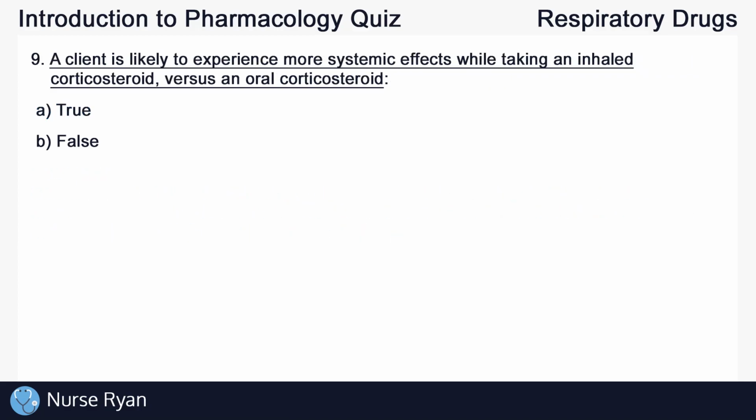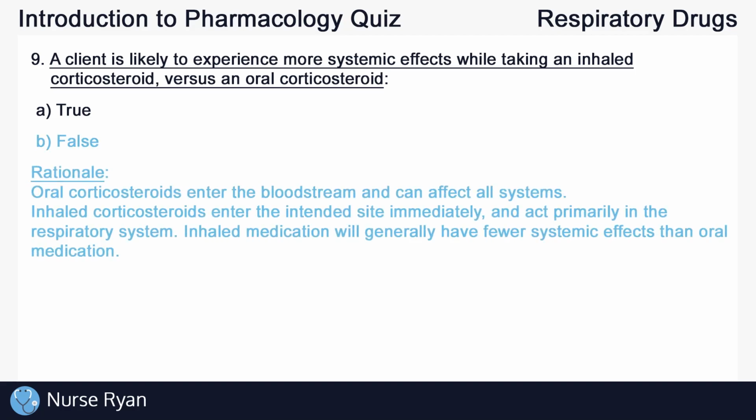Question number 9. A client is likely to experience more systemic effects while taking an inhaled corticosteroid versus an oral corticosteroid. And this is B, false. Oral corticosteroids enter the bloodstream and can affect all systems more easily. Inhaled corticosteroids enter the intended site immediately and act primarily in the respiratory system. Inhaled medication will generally have fewer systemic effects than oral medication.